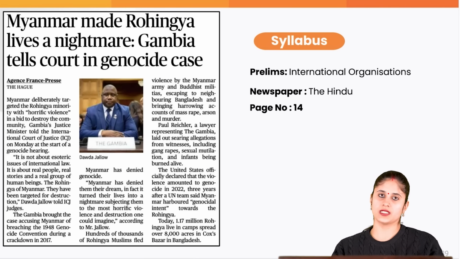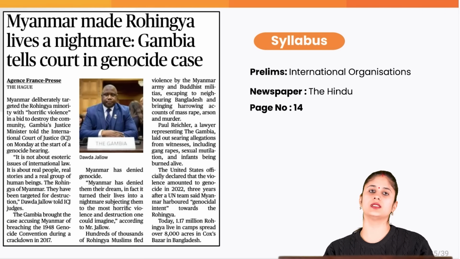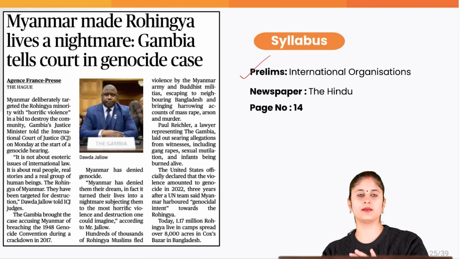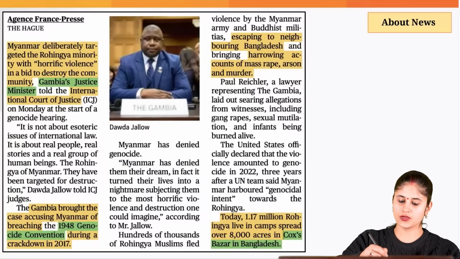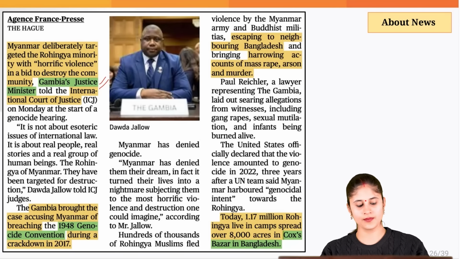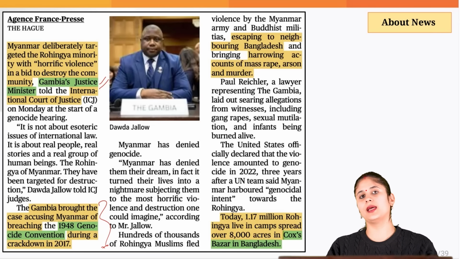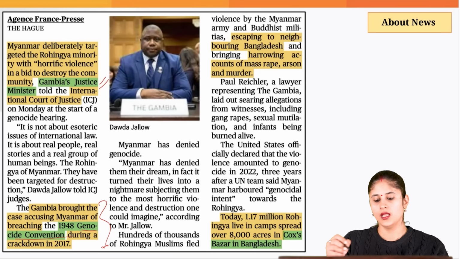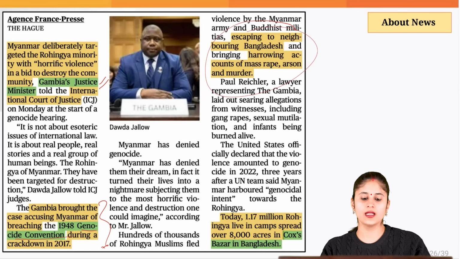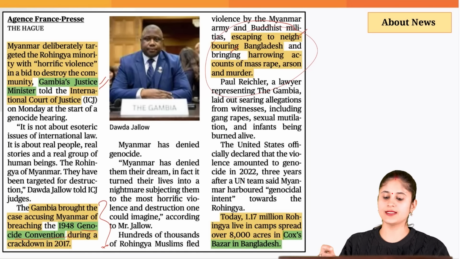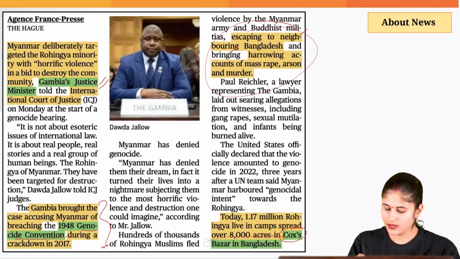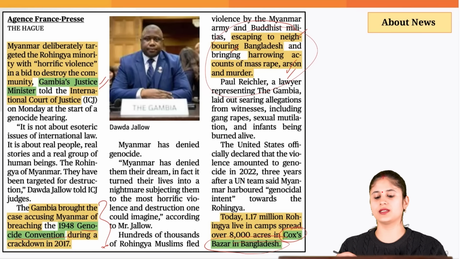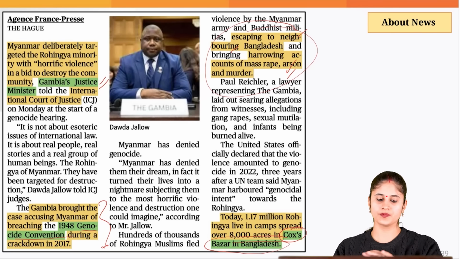Now, the International Court of Justice has decided that it would be looking into the Rohingya genocide case. This particular topic you can associate with the prelims segment, basically international organizations. The case was filed before the ICJ by the Gambia, and they pointed out that Myanmar has violated the 1948 Genocide Convention. Due to this genocide, the Rohingya had to escape to neighboring countries like Bangladesh, and they are residing in the Cox's Bazar area in Bangladesh. They were also subjected to rape, arson and murder.